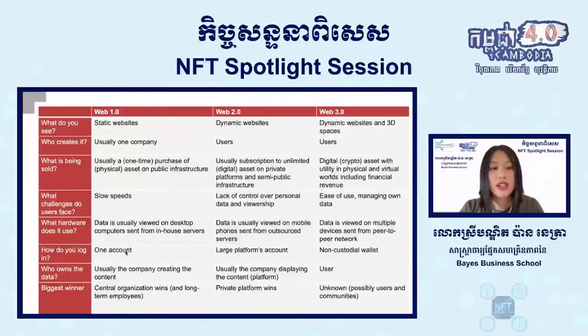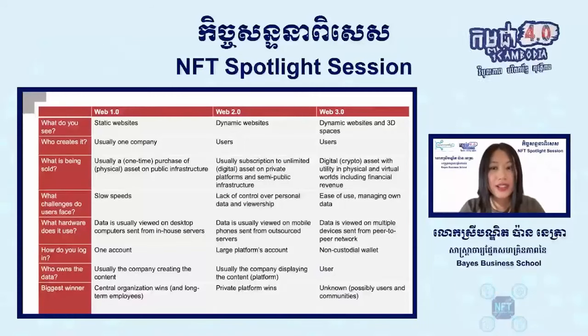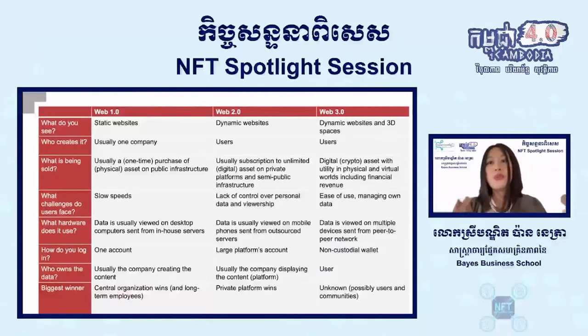In the past, you would log in with one account, and if you forgot your password, you would ask that one company to help you. The data would be owned by the company creating the content, and the biggest winner in Web 1.0, so let's say about 20 years ago, would be the central organization. So if you work for that company that has a great website, that company wins, meaning that they create a lot of profit, and the people who work for that company, let's say America Online, AOL, they would be successful, and the employees at that company would also be successful because they would have a job in the long term.